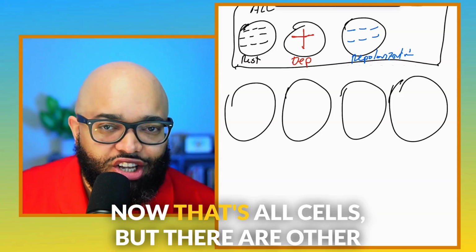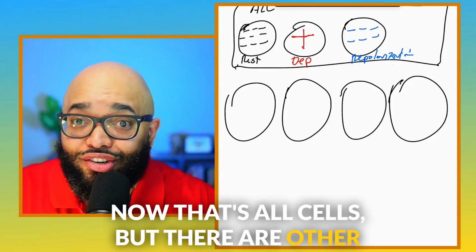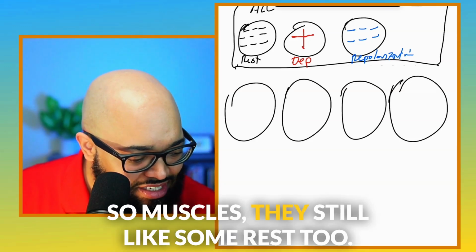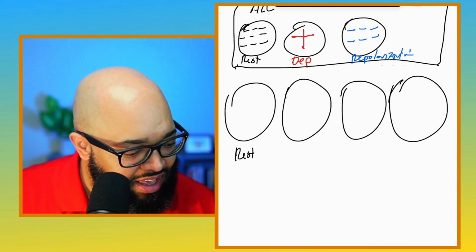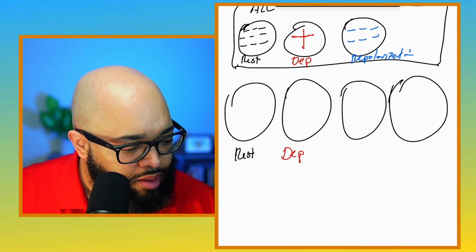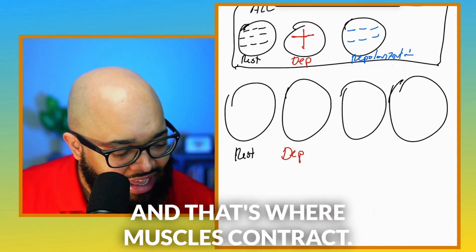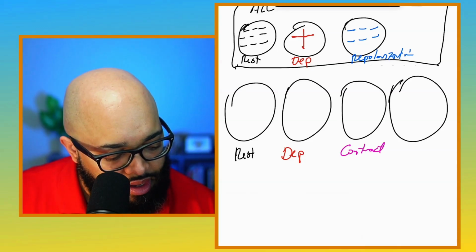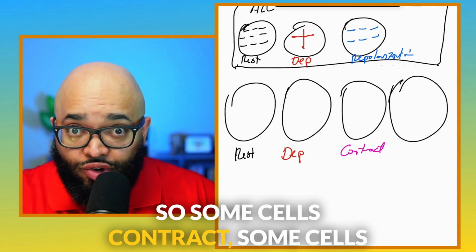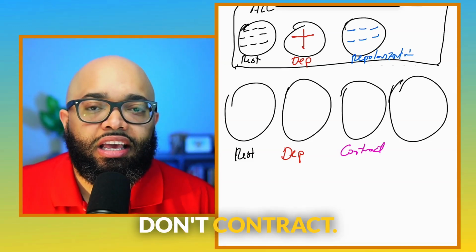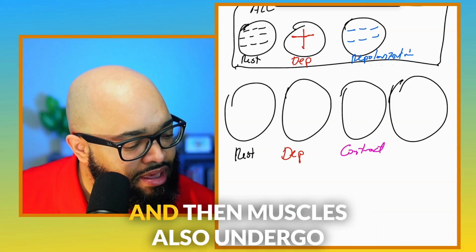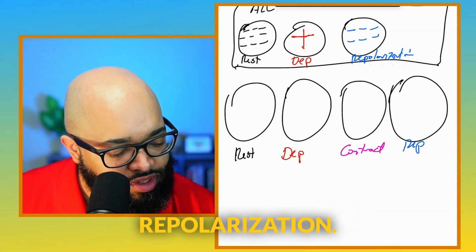Okay. Now, that's all cells, but there are other cells, for instance, in muscles that are a little different. So muscles, they still like some rest too. Muscles still have to be depolarized, but muscles have to do this extra thing, and that's where muscles contract. Non-contractile cells, so some cells contract, some cells don't contract. If it's a muscle, it has to contract, so it has this extra little step. And then muscles also undergo repolarization.